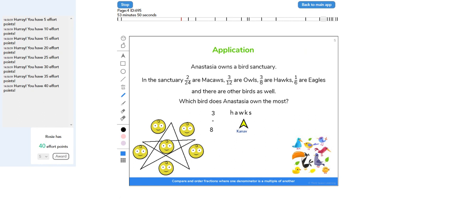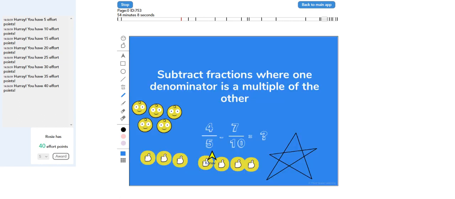We worked out how many birds Anastasia has the most. Okay. And what we did on this slide? We were looking at our next topic.